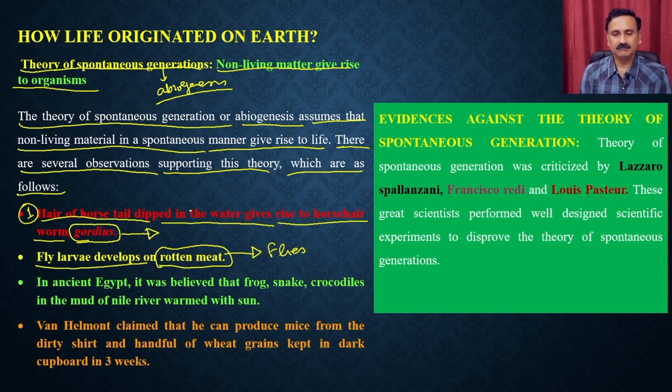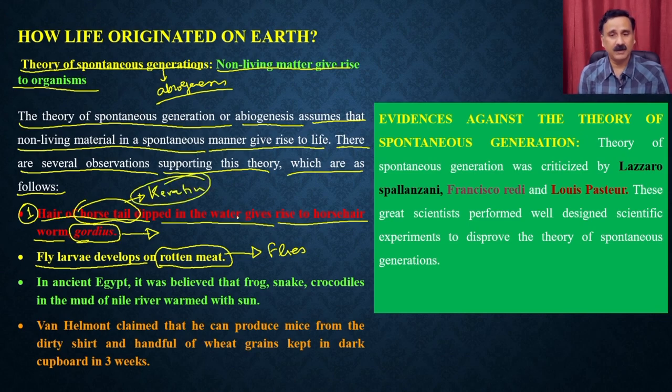Similarly, this horse tail is made up of keratin, right? So a horse tail is also keratin, which is also non-living material, because it is hair, right? And that also gave rise to this particular worm, right?